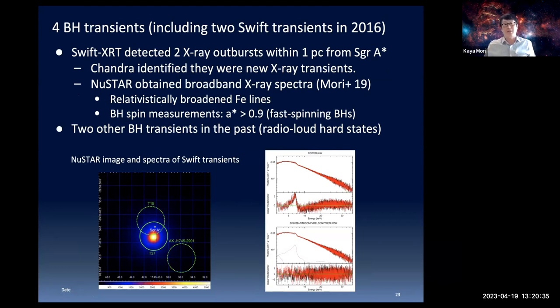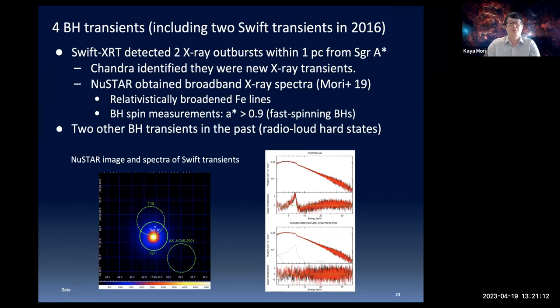Chandra followed up and localized these transients. They turned out to be new transients, not repeating ones. Then NuSTAR obtained a broadband X-ray spectrum. You can see on the bottom this big asymmetric iron line, the relativistic broadened iron line. When we fit the relxill model developed by Javier Garcia and colleagues, the black hole spin turned out to be quite high, 1.9. I think this is consistent with other black hole transients detected elsewhere with black hole spin measurements.